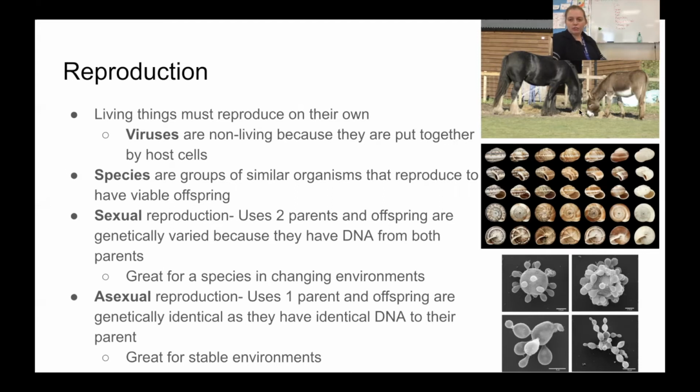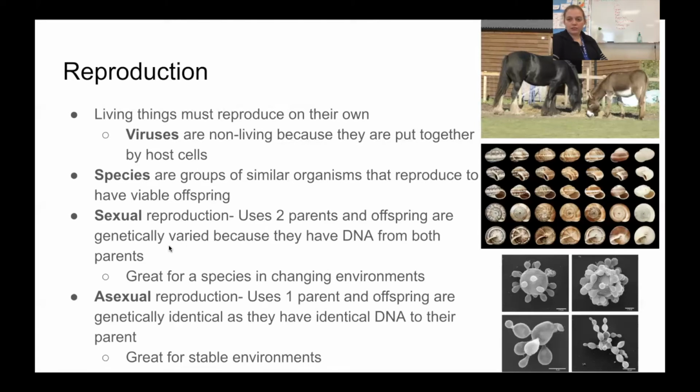And that comes from a difference in chromosome number between these two different species. Even though they're similar, they're too different to be the same species. Sexual reproduction is going to require two parents. Your offspring are going to be genetically varied.